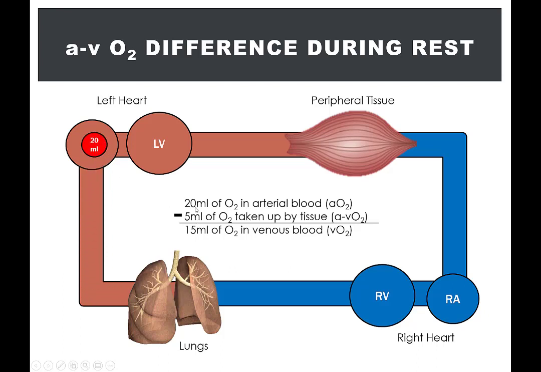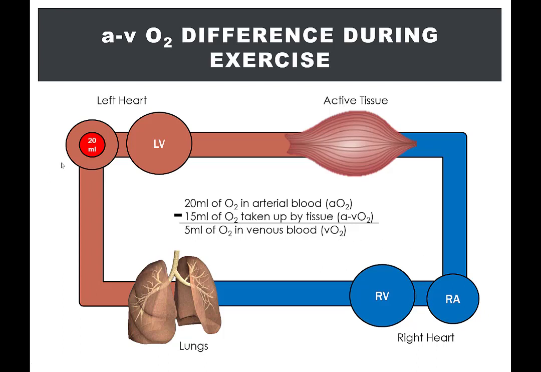So you have 20 milliliters of O2 in arterial blood, that's the AO2, minus 5 milliliters of O2 taken up by the peripheral tissues, that is your Avo2 difference. You have 15 milliliters of O2 in the venous blood coming back to the right side of the heart. So how does this change during exercise?